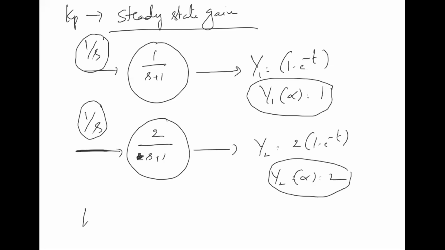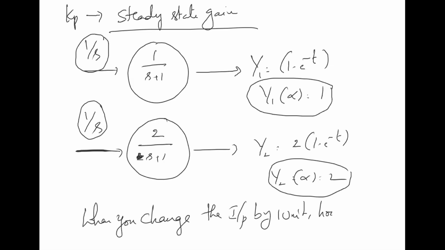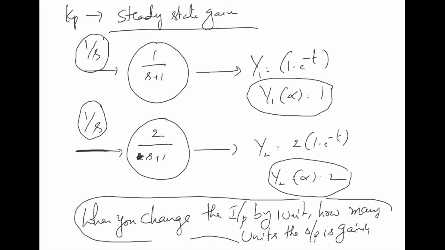So basically, when you change the input by 1 unit, how many units the output is gaining is basically the concept of steady state gain. So when you change the input by 1 unit, how many units the output is gaining is what is called as steady state gain.